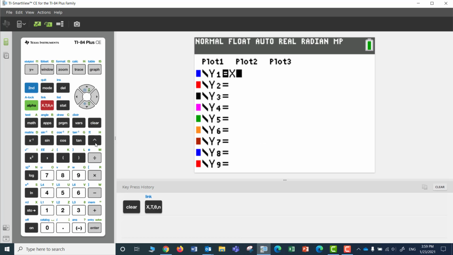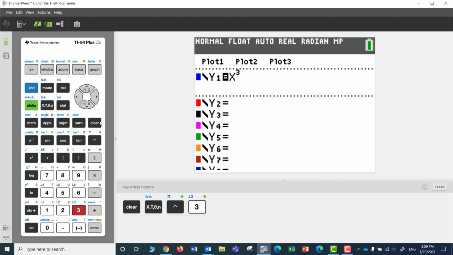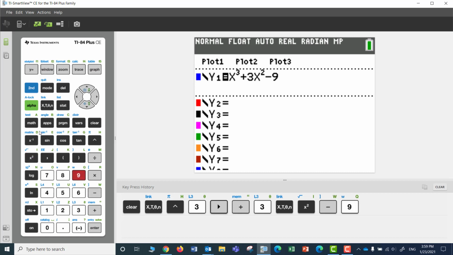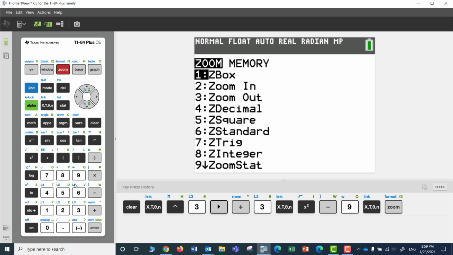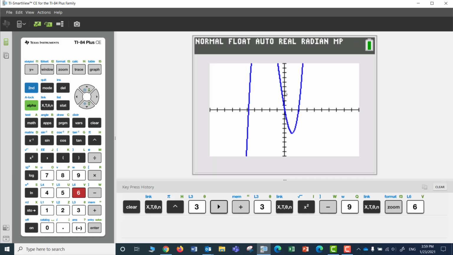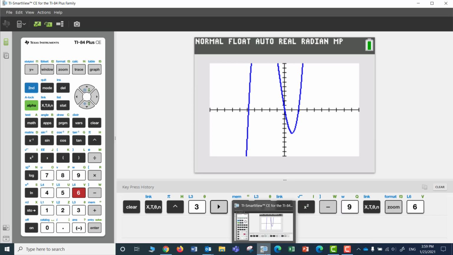X to the third power, right arrow, plus 3x squared minus 9x. You can push zoom 6, and then you will see the graph is different from the graph you are seeing in the question.